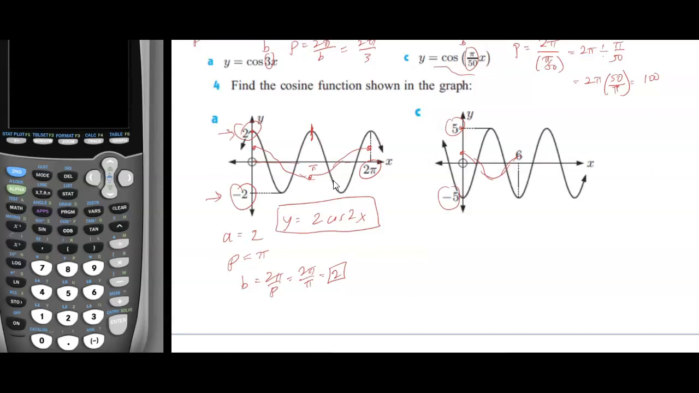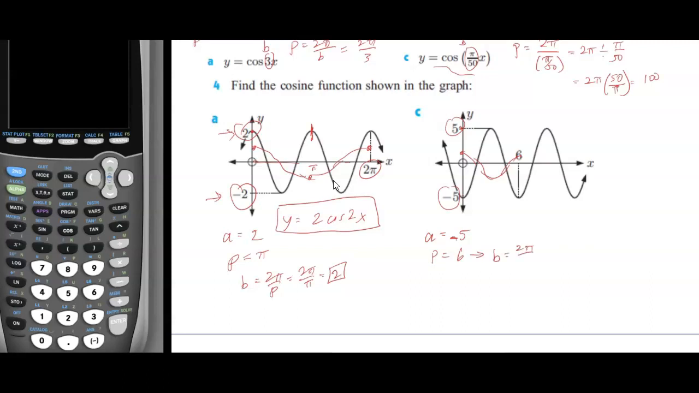The vertical stretch, not only is there a vertical stretch by about 5, but it also inverts the cosine because instead of starting at the top, it starts on the bottom. So we could put -5 for our a value, and then that takes care of both, okay? Anything else we need to worry about? Well, the width of one period is 6. So what if we said that the period is 6? That would help us find the b value.